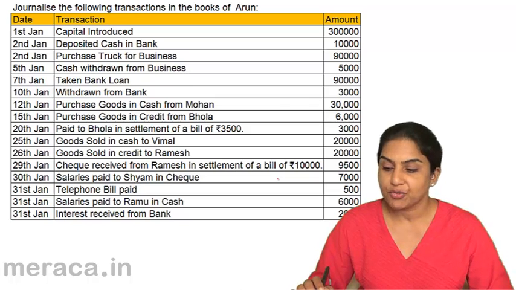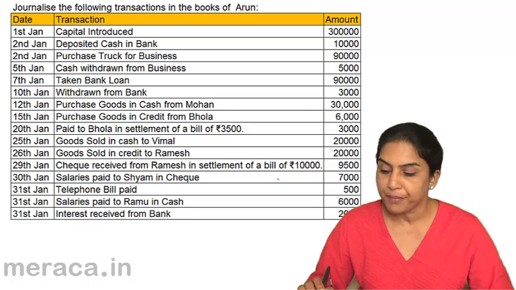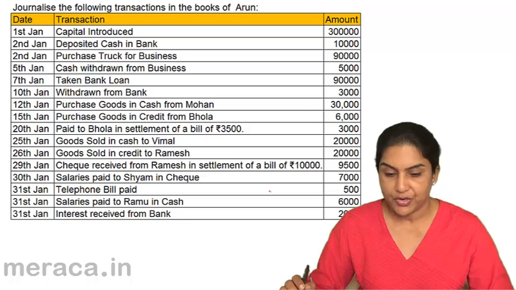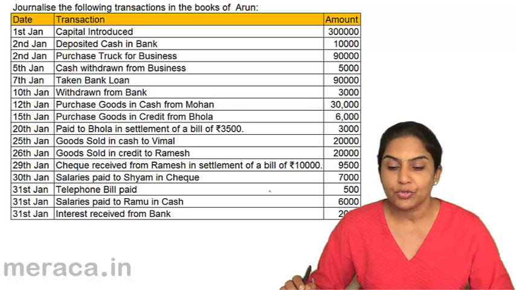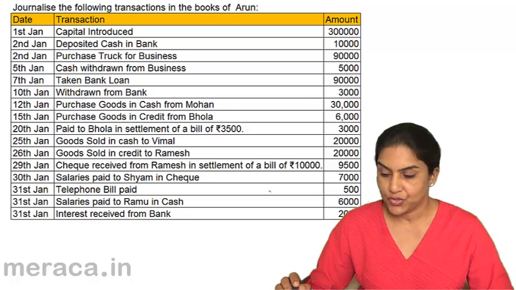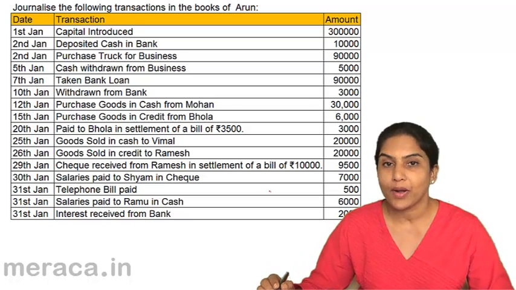2nd January, cash was deposited into the bank 10,000. Purchase truck 90,000. Cash withdrawn from business 5,000. Taken bank loan 90,000. Withdrawn from bank 3,000. So there's a set of transactions like this from 1st January to 31st January. How are we going to prepare a journal based on these transactions? Let us take them one by one.